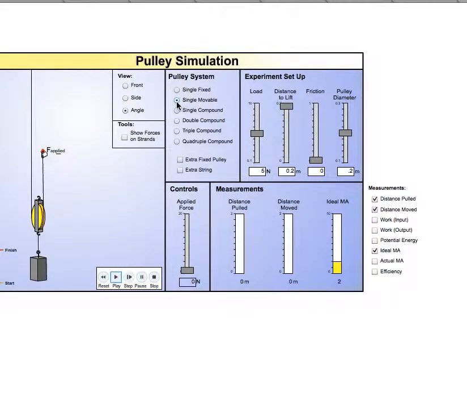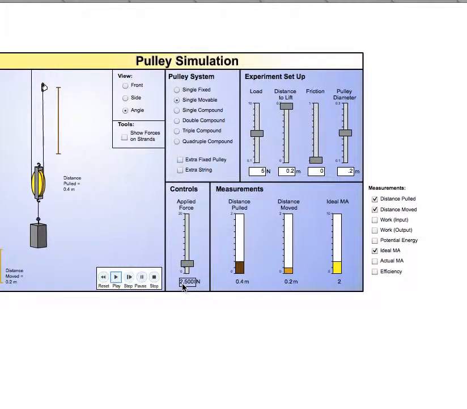So I'm going to go to single movable. Everything else stays the same. So let's go ahead and pull this up. Now notice the force applied. How much force I have to put in is half, 2.5 newtons. So output force 5 divided by input force 2.5 is 2. That told me that this pulley gives me a mechanical advantage of 2.